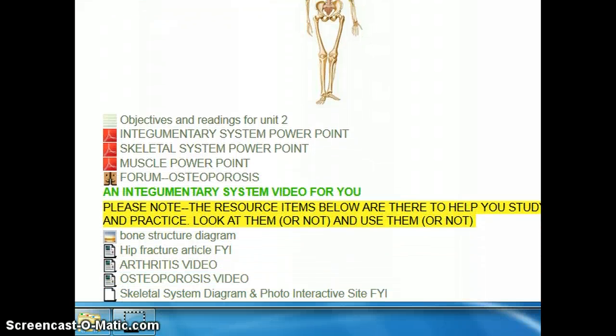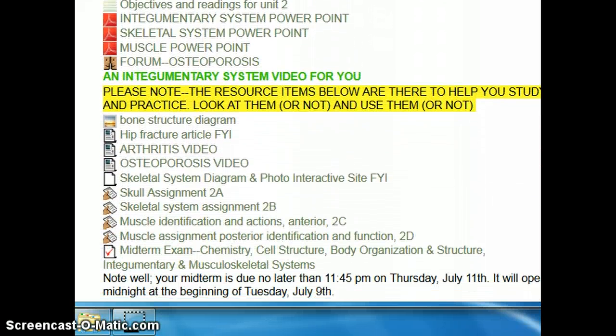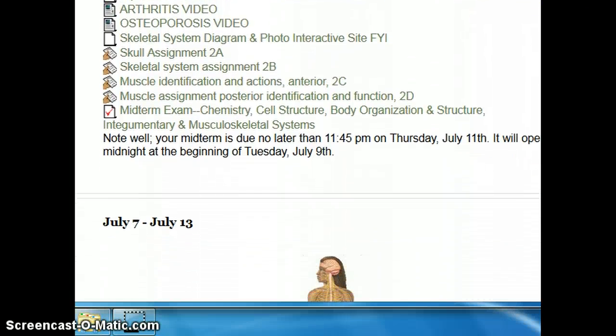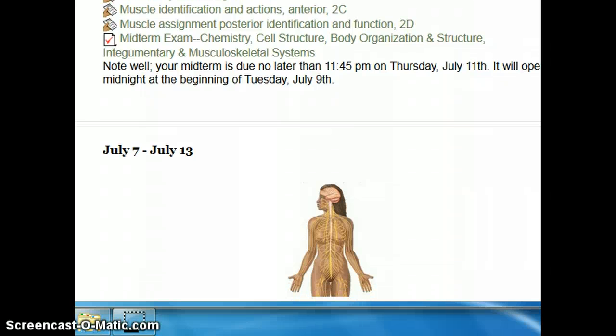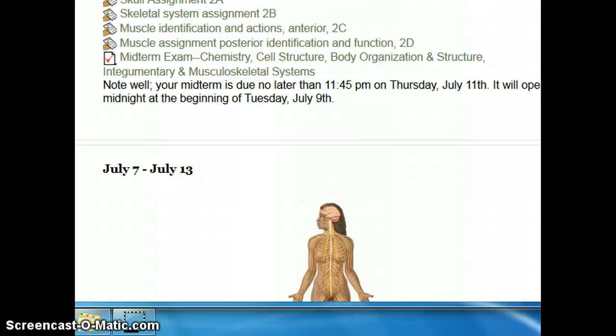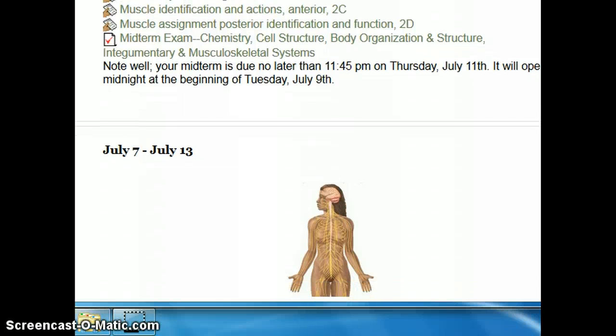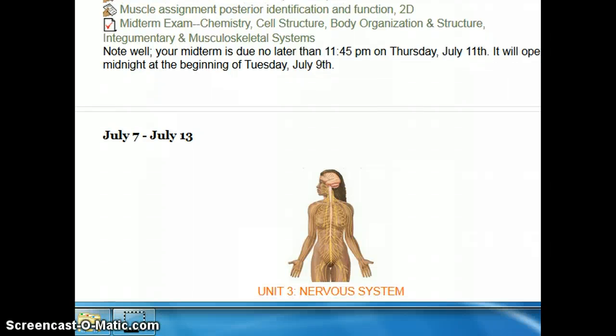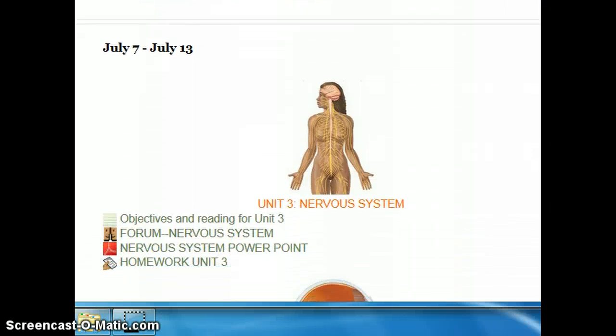Unit 2, skeletal system and the integumentary system and the muscular system. Midterm will be coming up at the end of week 2. Notice it will open on Tuesday, July 9th, just after midnight. It will be due Thursday, July 11th, or Thursday of this week if we are not in the same year, because I don't know if I'll be making these every single year. Just pay close attention to the due dates.